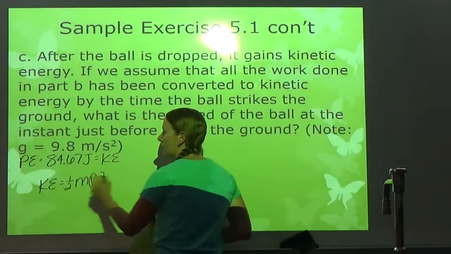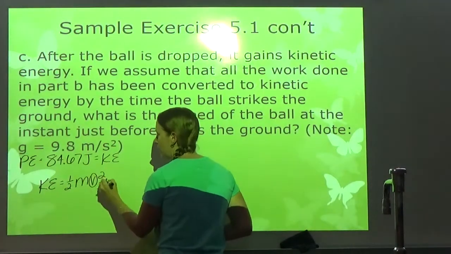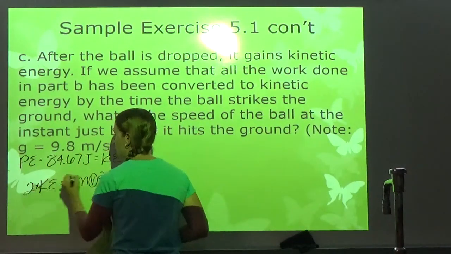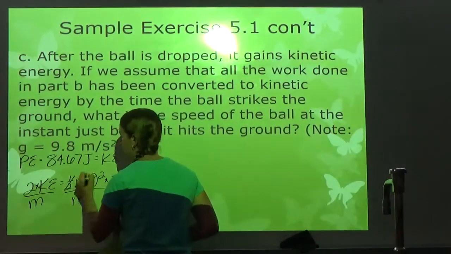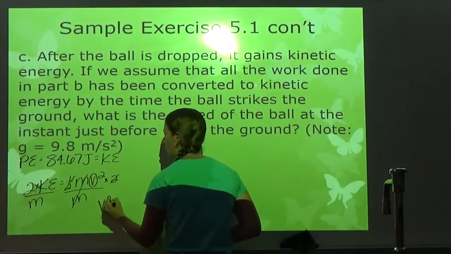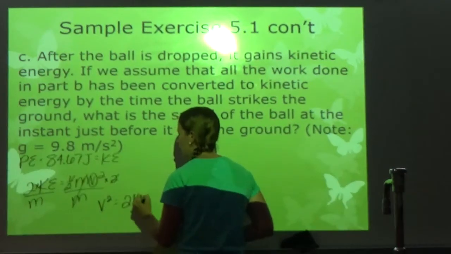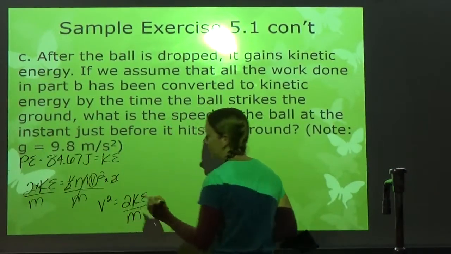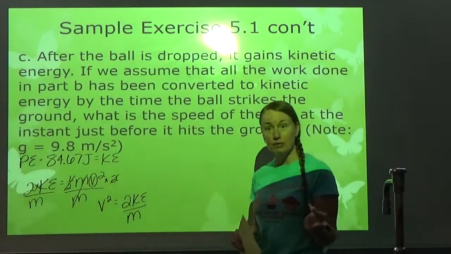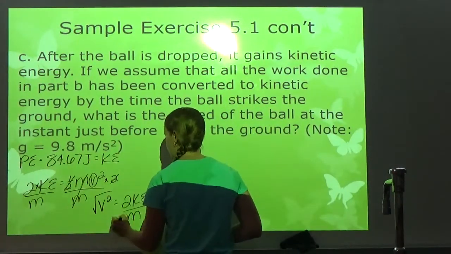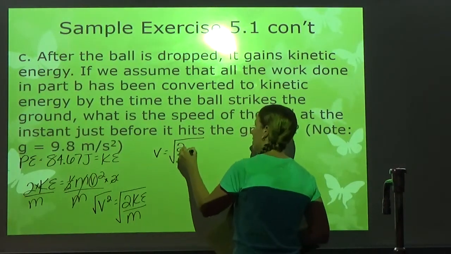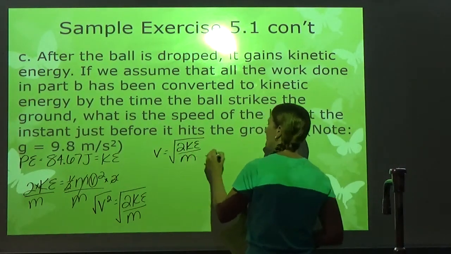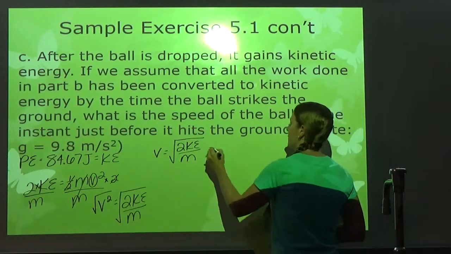Since I'm dividing by 2, because it's a half, I'm going to multiply both sides by 2 to get rid of that half. I'm going to divide both sides by mass to get rid of that m. That leaves me with v squared equals 2 times kinetic energy over m. So you do have to get rid of the squared by square rooting both sides. That gives me velocity is the square root of 2 times kinetic energy over mass. So I just plug in.